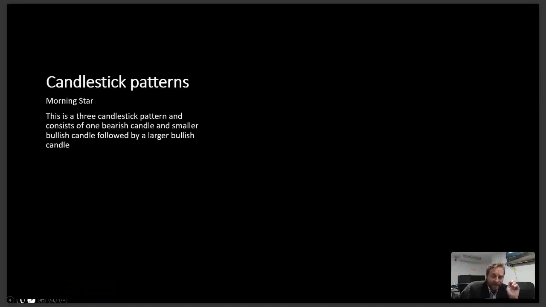Here's another one. This is the morning star. Now, this actually consists of three candlesticks, okay? It consists of one bearish, one smaller bullish, and one larger bullish candle. It looks a bit like this.